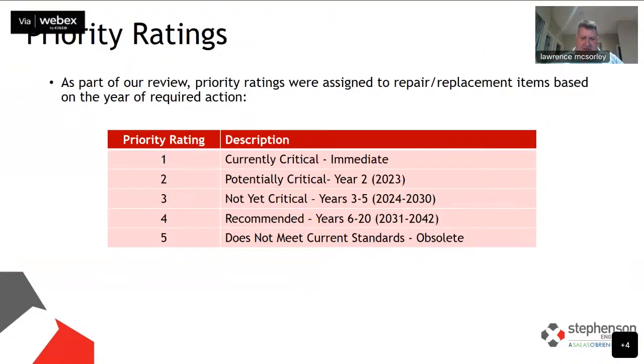So the priorities that we give everything in our report, these are the 5 categories. Potentially critical, so we put that to years 1 to 2. Not yet critical, we want to see those happen through the next 3 to 5 years. Recommended are ones that could get deferred out, and category 5 are things where there's code issues or it just doesn't work anymore. There are pumps in the building that are broken and they were never taken out. The next slide.